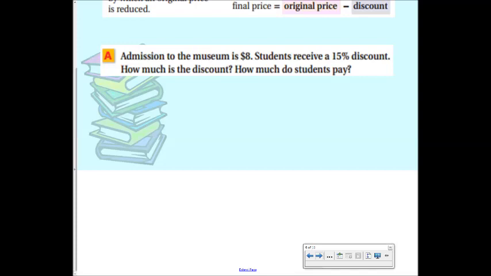So take a look at this problem, which says admission to the museum is $8. Students receive a 15% discount. How much is that discount? And then how much do students pay? So this is basically just splitting it up into the two parts. So the first thing we're figuring out is the discount.